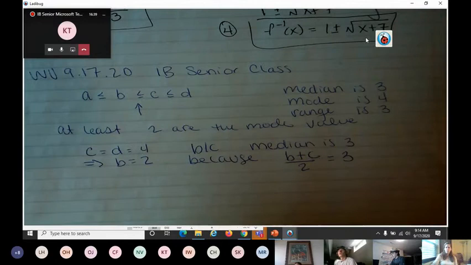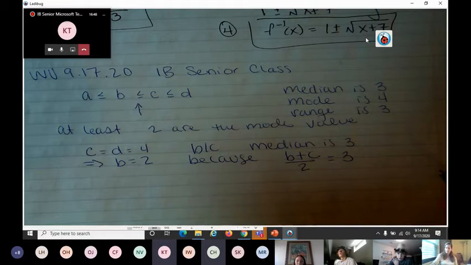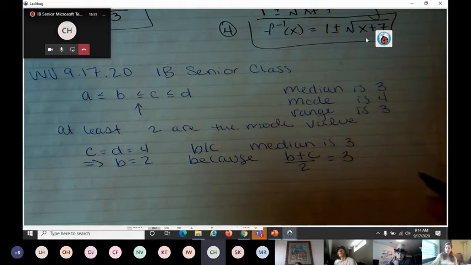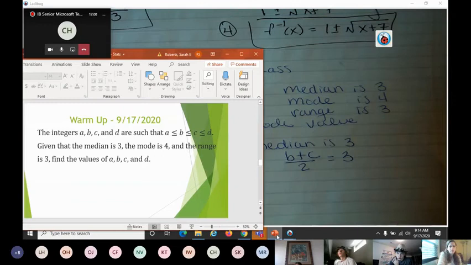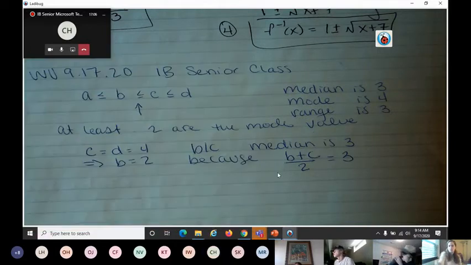Okay, so we have B, C, and D. How are we going to figure out A? Well, okay, do all the numbers have to be integers though? Or like positive integers? That is a good question. I believe so. Yes. Well, in that case, then A can only be 1. For the range. Right. Okay.